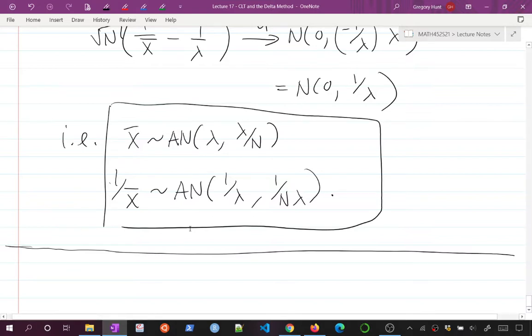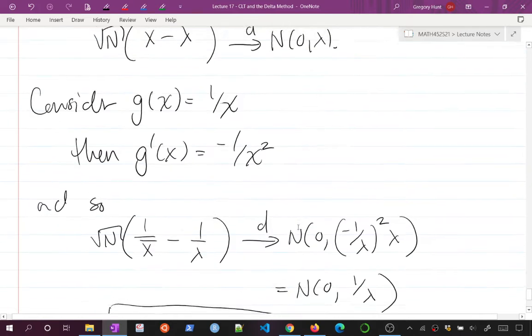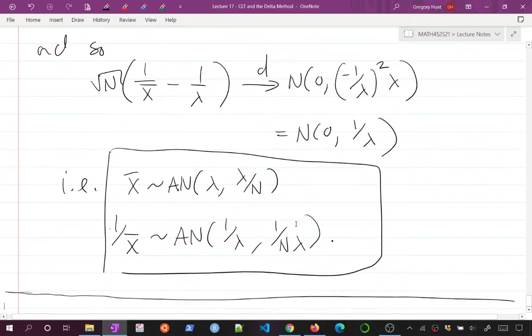Okay, so we're going to stop here because we're at time. Today we went over the central limit theorem and we started talking about the delta method. Next time we'll finish up talking about the delta method and talk a little bit about the asymptotics of maximum likelihood estimators.